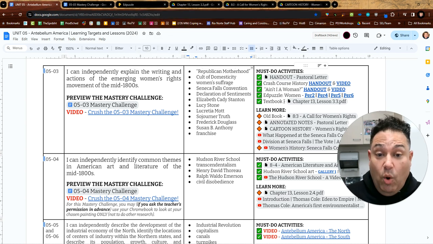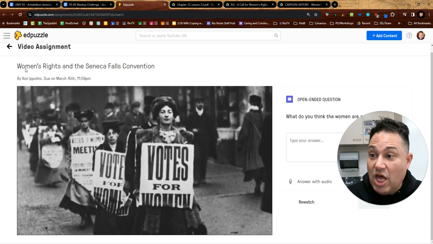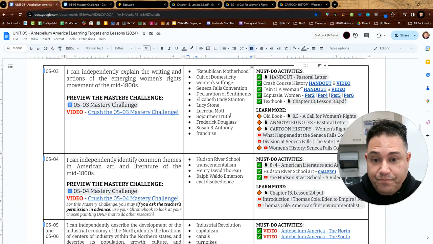If you would like to know more about what happened at the Seneca Falls Convention, do the Ed Puzzle. Your grade is not based on how well you do on the Ed Puzzle. The Ed Puzzle is really to advance your learning, to learn more about the Seneca Falls Convention, right? So this is what that Ed Puzzle looks like, women's rights and the Seneca Falls Convention.